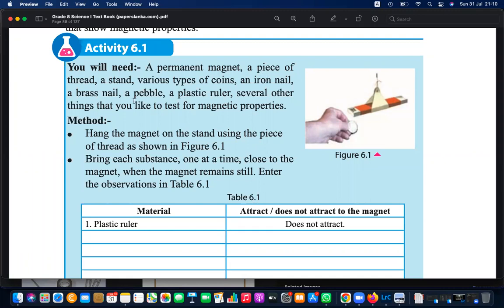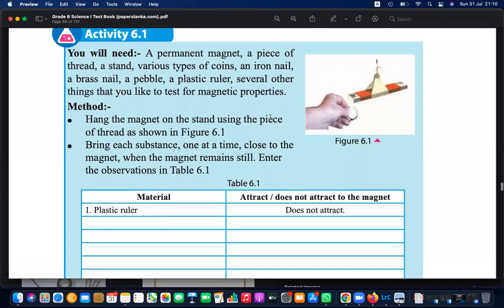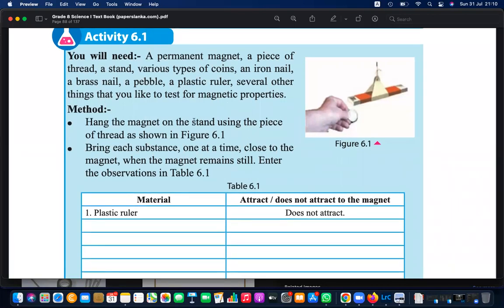A piece of thread and a stand, various types of coins, an iron nail, a brass nail, a pebble, a plastic ruler, and several other things that you can test for magnetic properties. You are given all these things in activity number 1. Hang the magnet using the piece of thread as shown, and bring each substance one at a time close to the magnet. When the magnet remains still, enter the observations, right? So you have to check the magnetism of these materials.